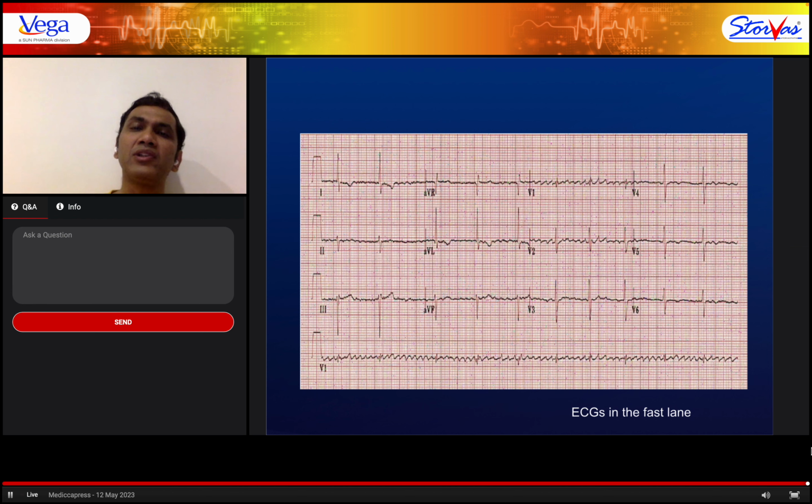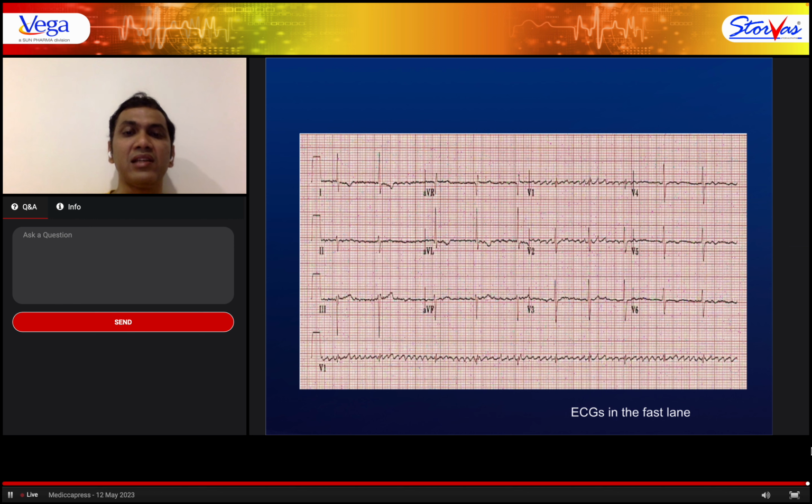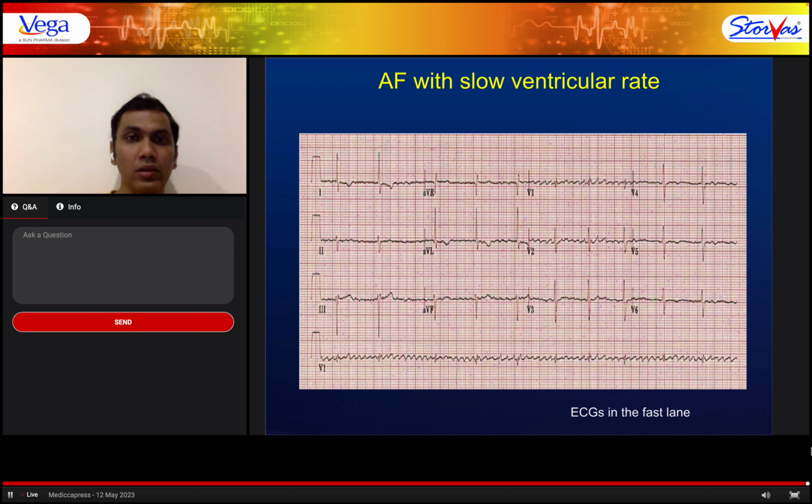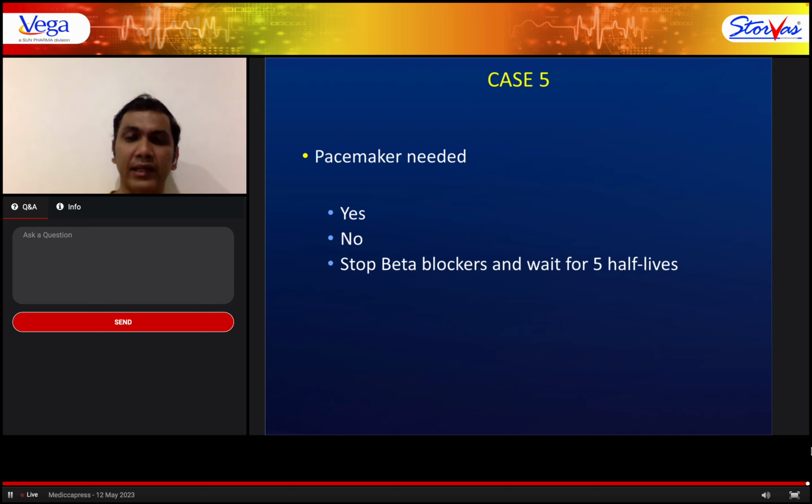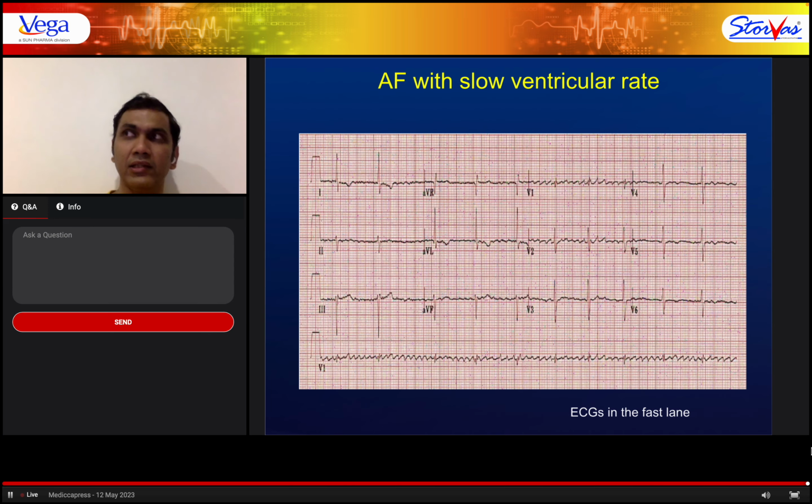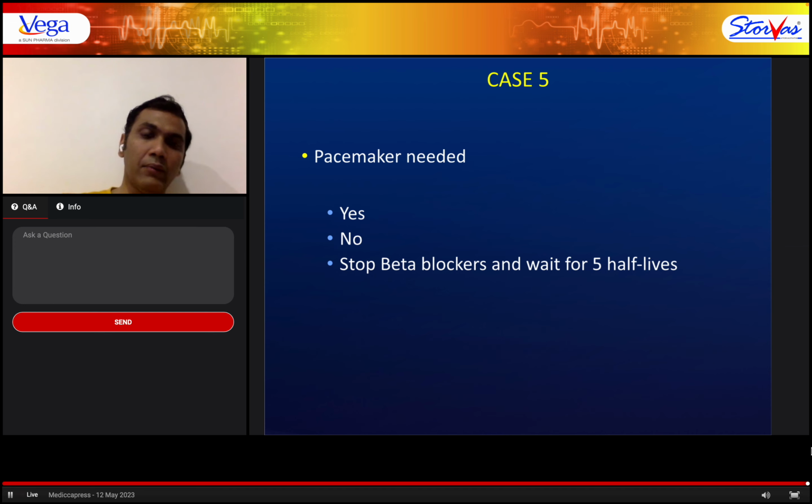And in the history of this patient having received an aortic valve, the possibility that this has led to an AV block, which is indicated in this ECG by the regularization of the ventricular response to the atrial arrhythmia. So this is atrial fibrillation with a slow ventricular rate, suggestive of an AV nodal block in the presence of atrial fibrillation. Pacemaker needed in this case? Most certainly, a pacemaker is needed in this case.